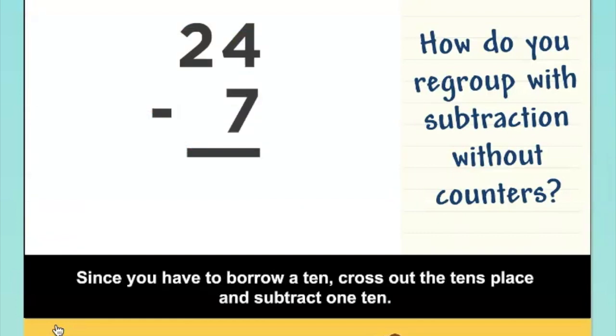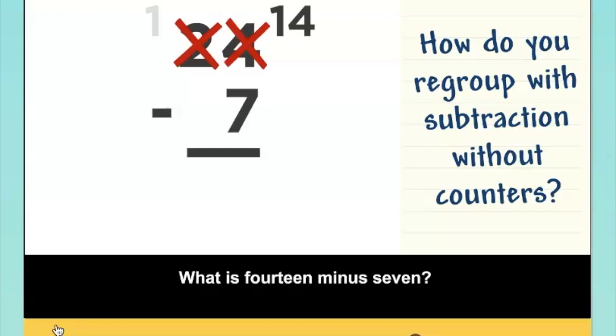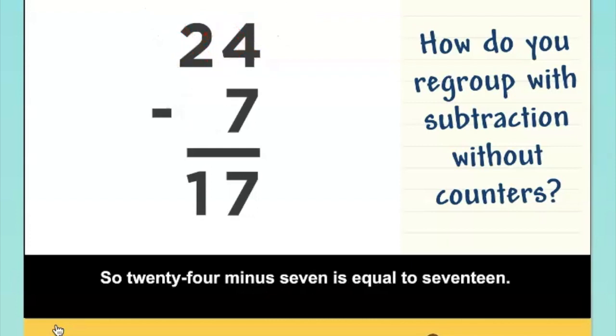Since you have to borrow a 10, cross out the tens place and subtract one 10. Then regroup and add 10 to the ones place. What is 14 minus 7? 7. Now subtract the tens place. 1 minus 0 is equal to 1. So 24 minus 7 is equal to 17.